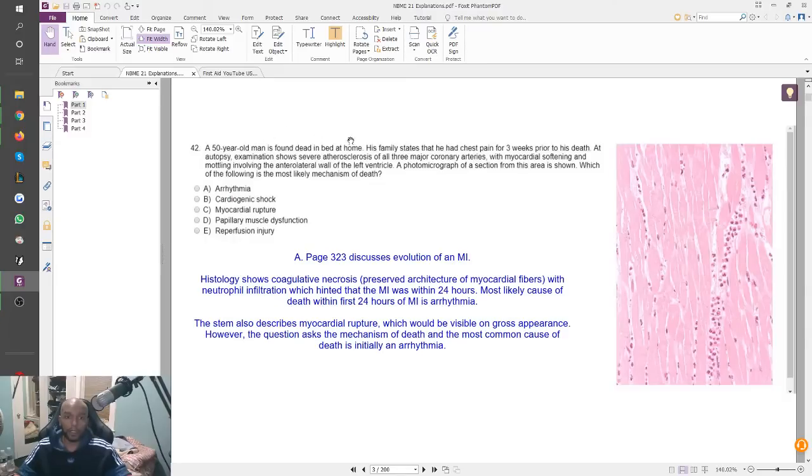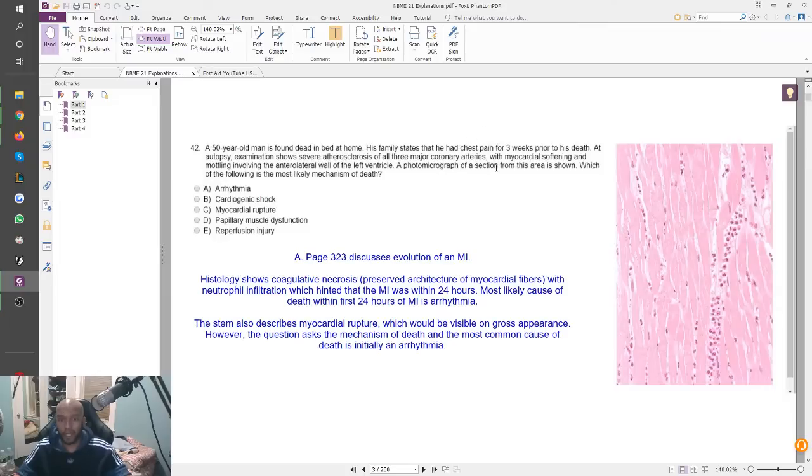50-year-old man is found dead in bed at home. His family states that he had chest pain for the 3 weeks prior to his death. At autopsy, examination shows severe atherosclerosis of all 3 major coronary arteries, with myocardial softening and mottling involving the anterolateral wall of the left ventricle. And this description that they're giving, myocardial softening and the mottling, these are all signs of an MI. A photomicrograph of a section from this area is shown. Which of the following is the most likely mechanism of death, right?